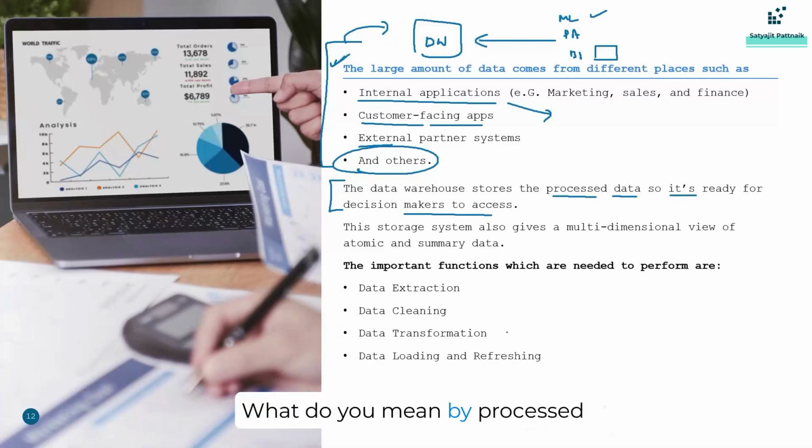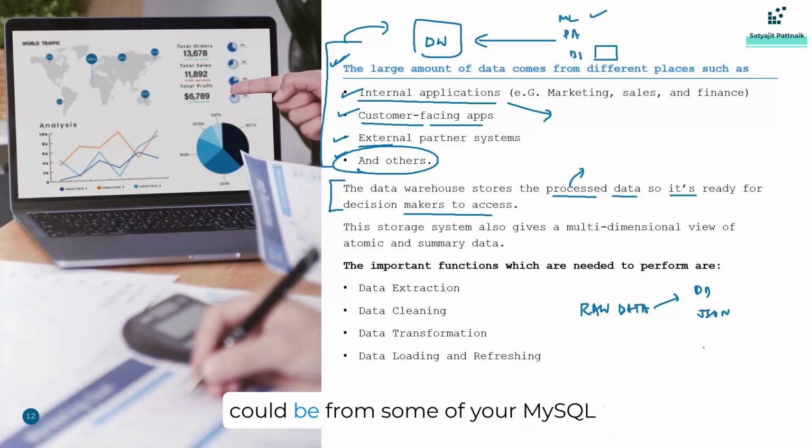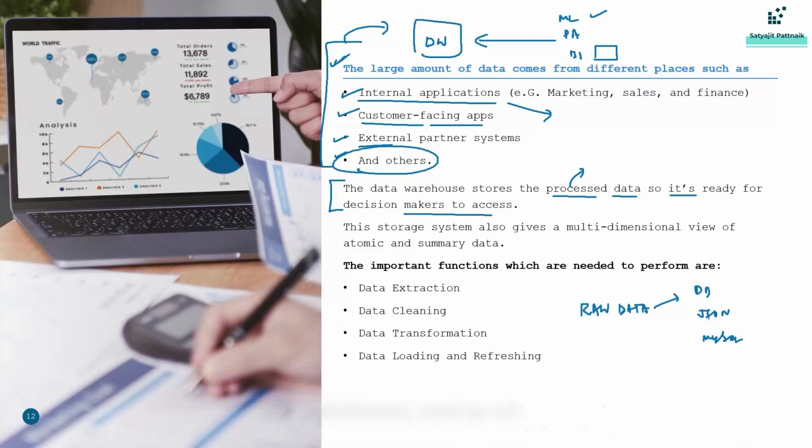What do you mean by processed data? Now, initially, when we have the initial data source, which could be your internal systems, this, and this, that data is called raw data, which is in a raw format. Some of your data could be a part of your database, could be from your JSON objects, could be from some of your MySQL databases, and so on.